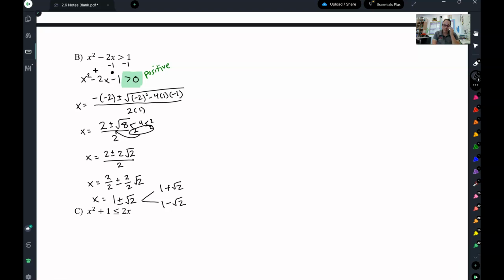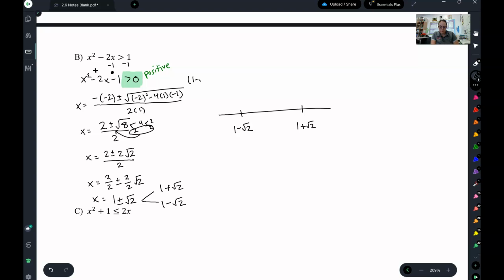So step 5 was to make our sign array. On our sign array, we start with our number line. 1 minus root 2 is going to be less than 1 plus root 2, because subtracting is always less than adding. Subtracting moves you farther to the left on the number line. Then I list those up here as our x-intercepts on the side. And then they each get their own number line.